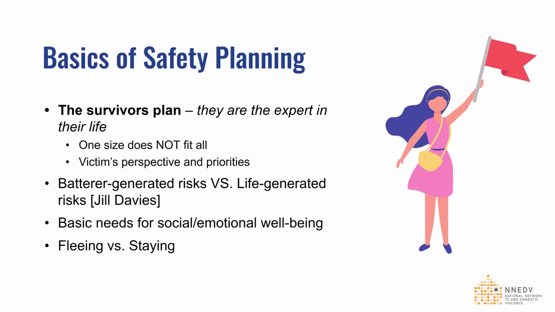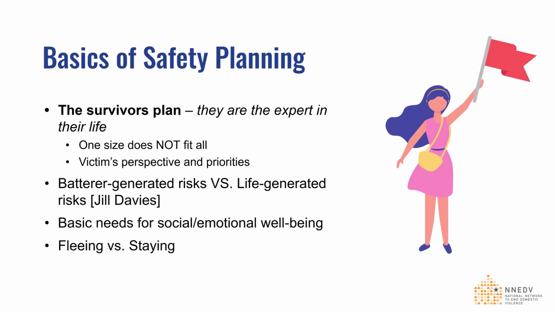And then there is this idea of batterer or abuser generated risks versus life generated risks. So these batterer or abuser generated risks are created by the abusive partner to maintain power and control. So it could be a broken leg, so it's more difficult for the survivor to get around, so they become reliant on their abusive partner. It could be forcing them to commit crimes so that they have charges on their record. It could be ruining their credit and taking their money, so that they are economically trapped and dependent on their partner for any financial means.